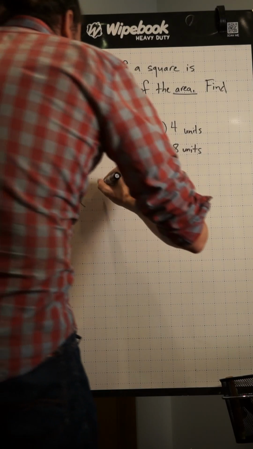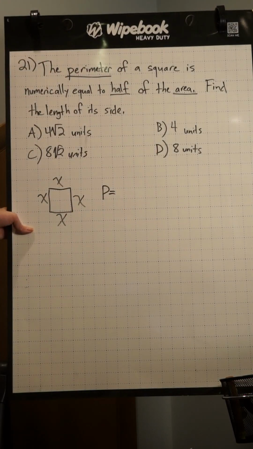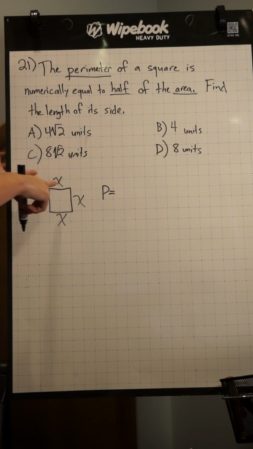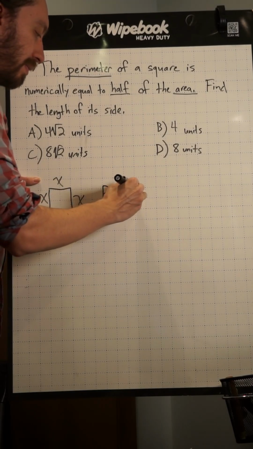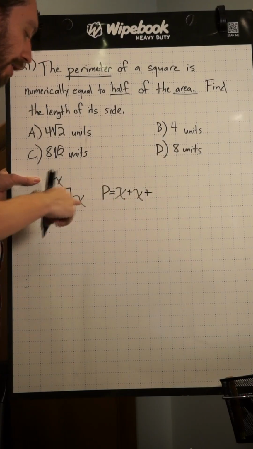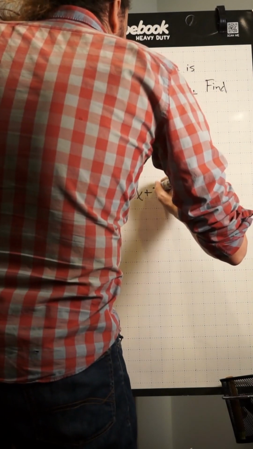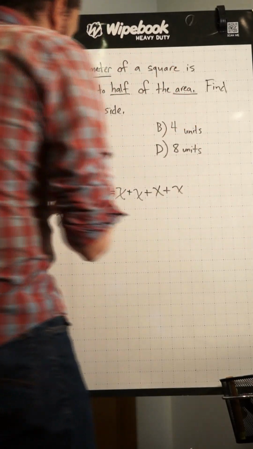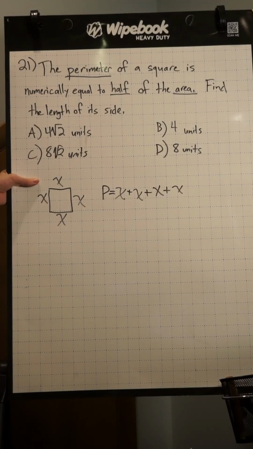Okay, so first, let's think about the perimeter of the square. How are we going to find the perimeter? Let's call it P. This is pretty simple. The perimeter for any shape, we just take all of the sides and add them together, that will give us the perimeter. So we'll get x, this side, plus x, we just add all of them together. How many total do we have? We have 4, so we just need to add x together 4 times: x plus x plus x plus x. That will give us the perimeter.